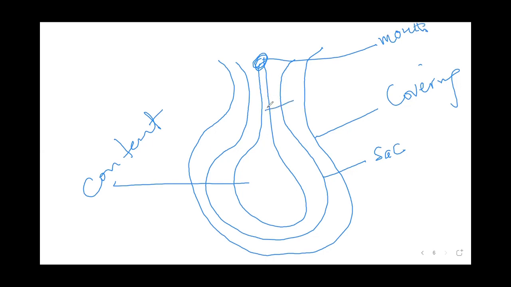It has the neck, which is very important, that determines whether a hernia obstructs or doesn't. The smaller the neck, the higher tendency for obstruction and strangulation, and even irreducibility. Then you have the body and the fundus.